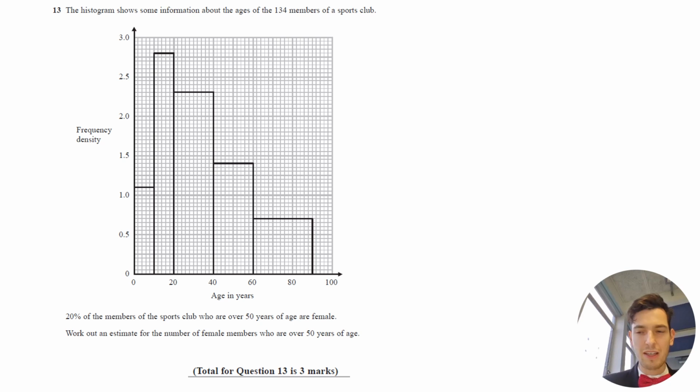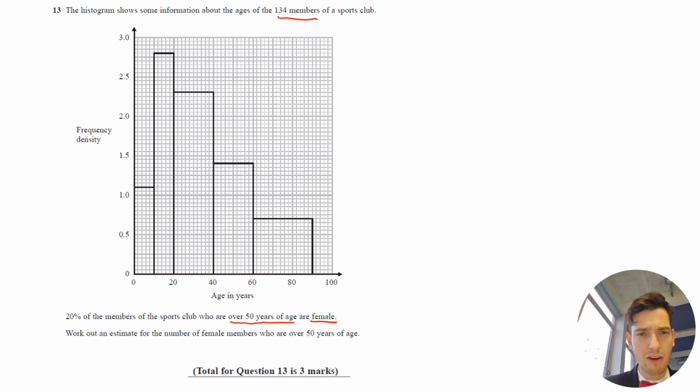All right, question 13 is a histogram question. We've done this a lot recently. So the histogram shows some information of the ages of 134 members of a sports club. Okay, that might be useful later on. 20% of the members of the sports club who are over 50 years of age are female. Work out an estimate for the number of female members who are over 50 years of age.